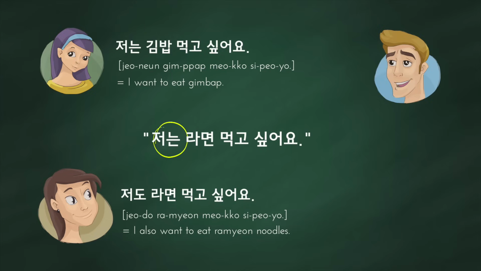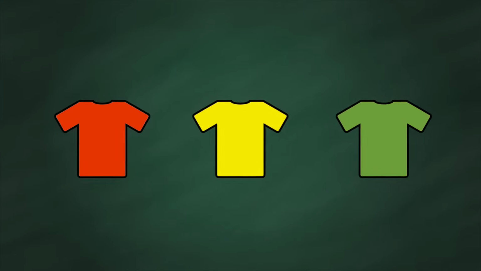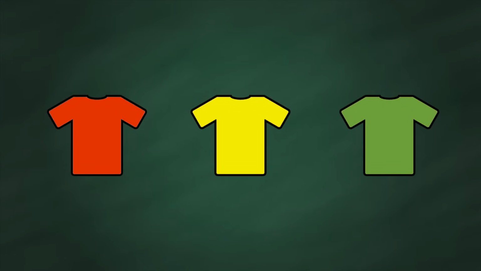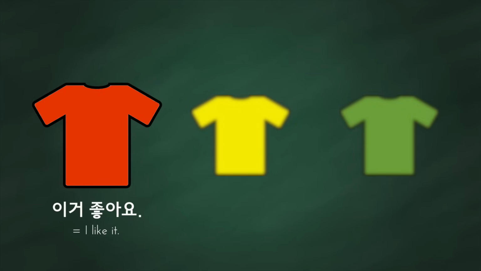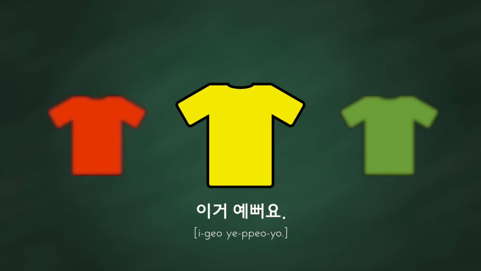So there would be no contrast or change of context if she wanted ramen too, so it would be a weird thing to say. Another example, you're looking at some t-shirts. You look at this red t-shirt and say, 이거 좋아요, I like it, or this is good. And you look at this yellow t-shirt and say, 이거 예뻐요, this is pretty, or I find it pretty.